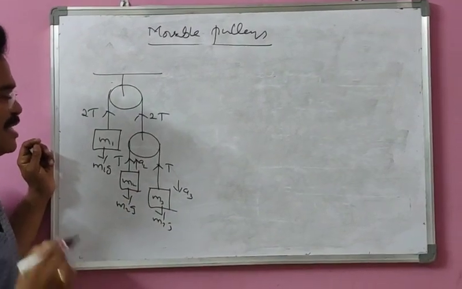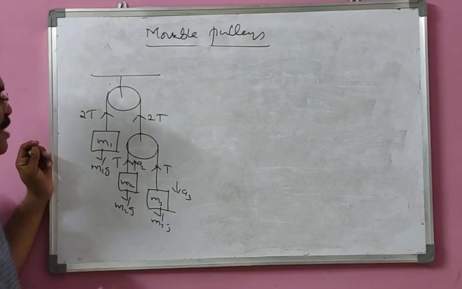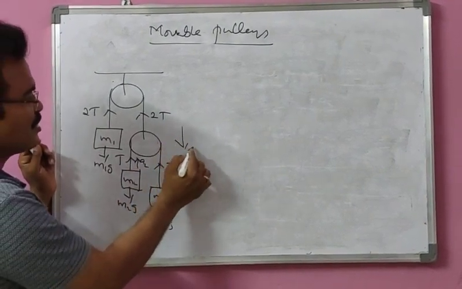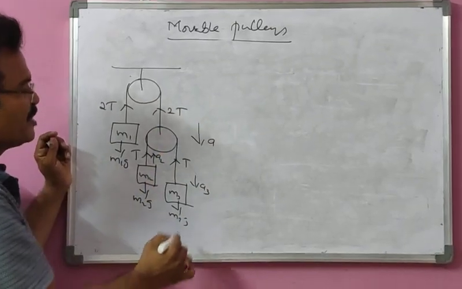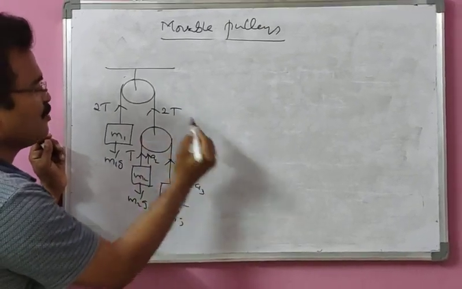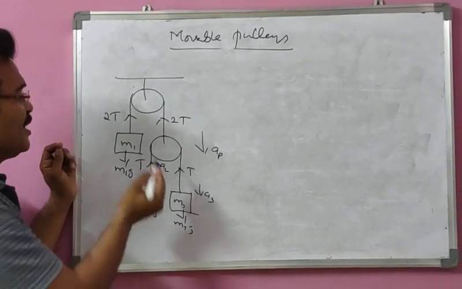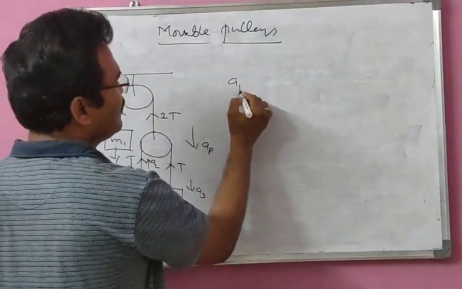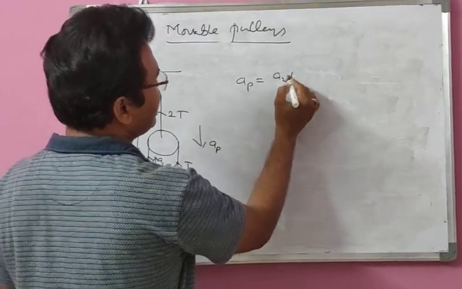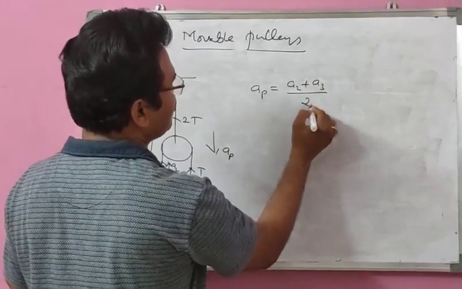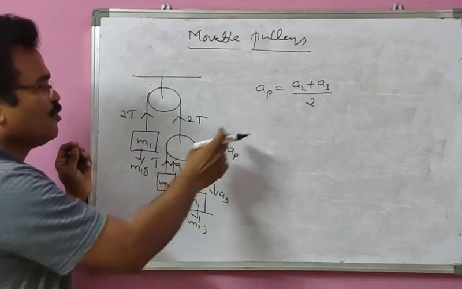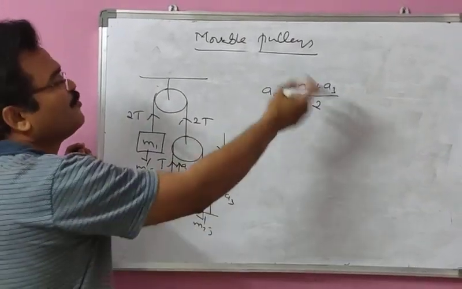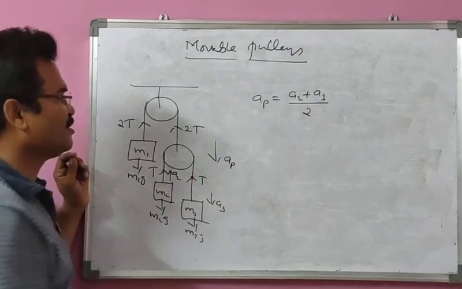Just now I told you the acceleration of the pulley formula. As I said, because this mass is more, the system goes down with acceleration a. That means the acceleration of the pulley is downward. This a2 is going up, a3 is coming down, so ap can be written as (a2 + a3)/2. If you know the ap value and the a3 value, you can get a2, or if you know any two, you can get the third one.